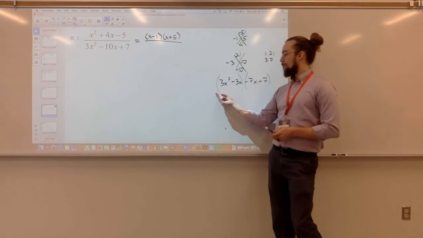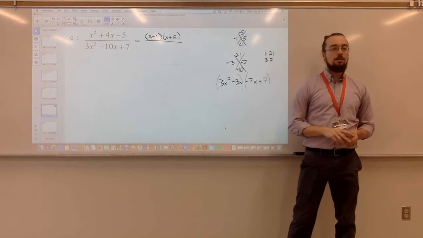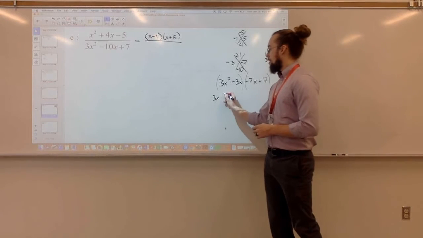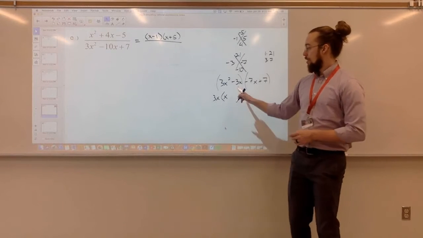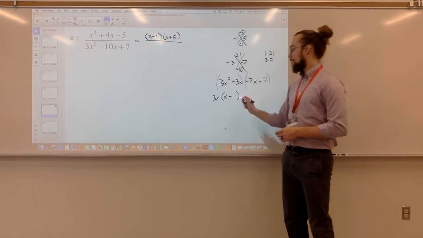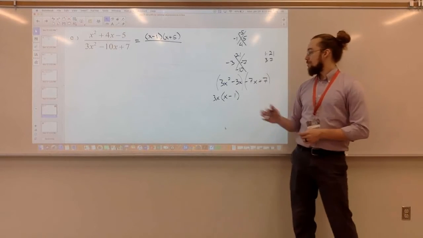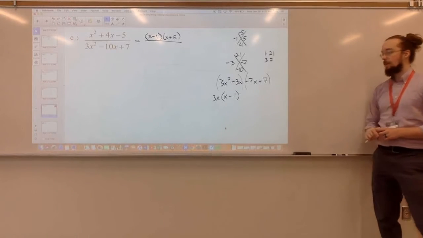What can I take out of both the 3x squared and the 3x? A 3 and an x, right? So if I take out a 3x, here I would just be left with x, and here we would have minus 1.